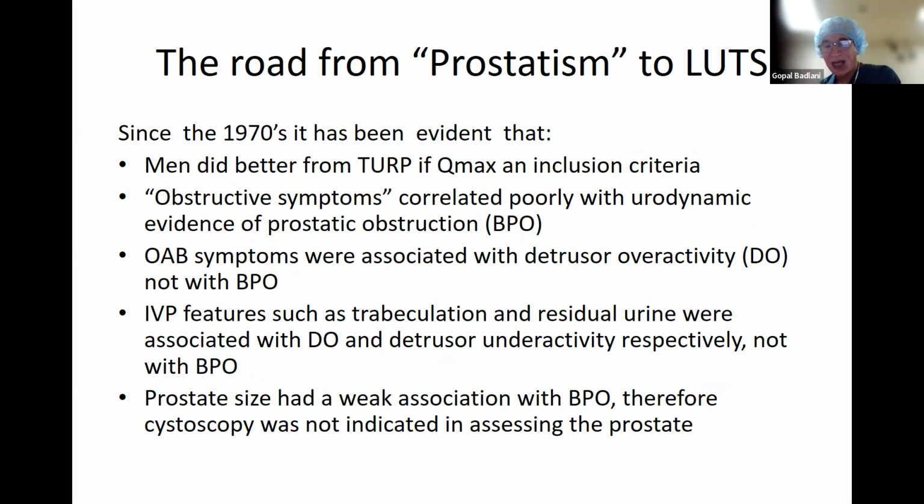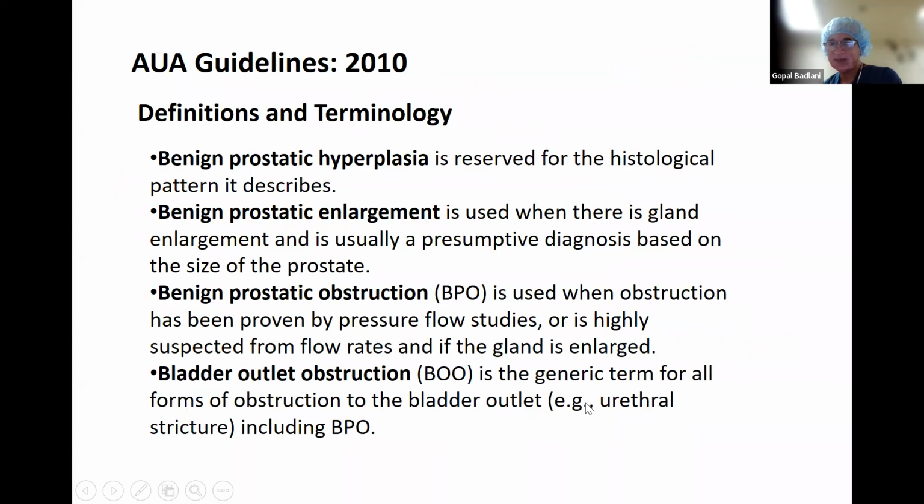It depends on how you evaluate. If you assess the flow rate and the bladder capacity, you can treat them better. OAB symptoms most commonly are related to the bladder rather than obstruction. Trabeculations are not typical of obstruction per se, but reflect bladder overactivity. The prostate size is only important depending on which treatment you're going to choose. Otherwise, it has a weak association with obstruction per se.